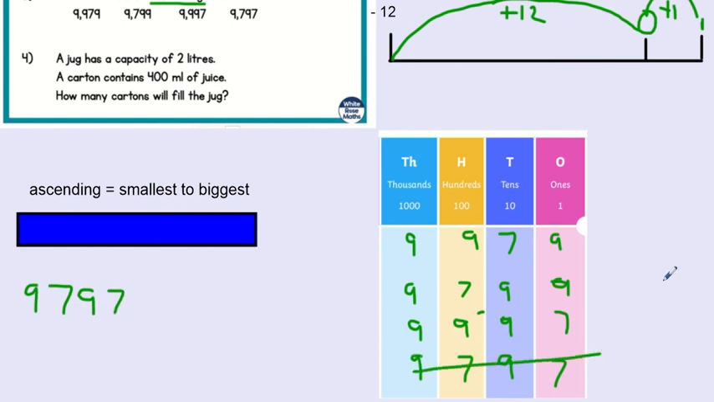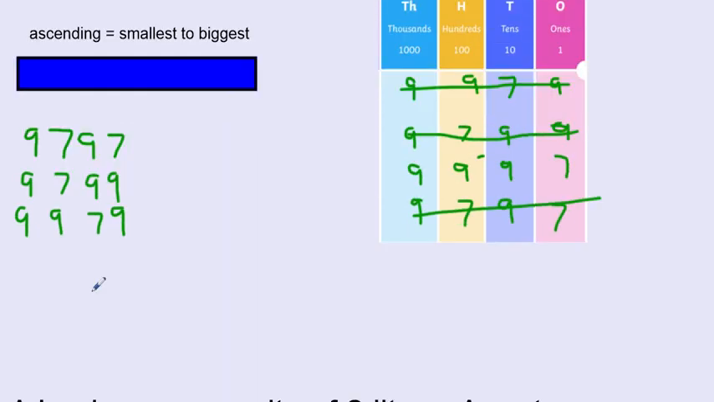And then the next smallest number is this one with 7 in the hundreds column, 9,799. My next numbers, they've both got 9 in the thousands, both got 9 in the hundreds. Oh, look, this one's got less tens. So this is the next smallest. And then that leaves us with the biggest number, 9,997. So hopefully you've got them in the correct order.